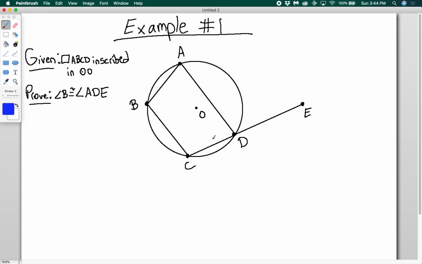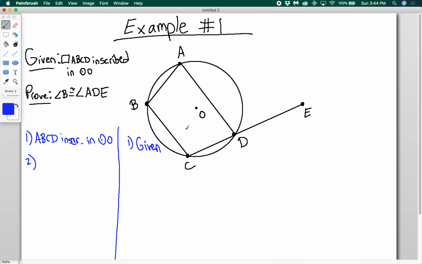Now let's apply these. Our first example is a quadrilateral ABCD inscribed in a circle with its center at O, and I want to prove that angle B is congruent to angle ADE. Okay, so let's do a two-column proof here. The first thing I'm going to write down is that ABCD is inscribed in circle O, and that is given.